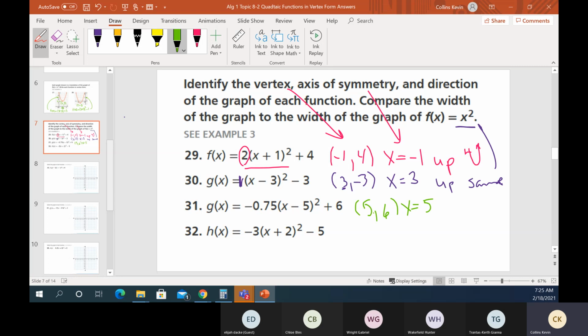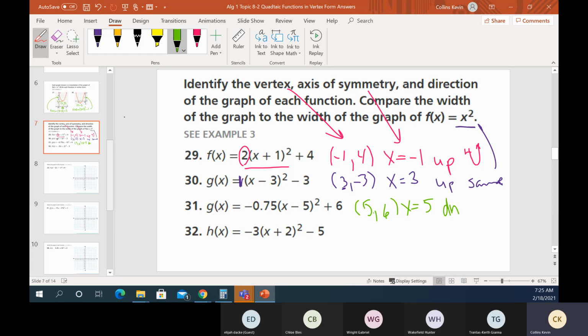So this time, up or down? We got a negative sign, though. What's that do for us? Yeah. So the first two guys are positive. They're going up. This guy's negative. So this one will be going down. Okay.